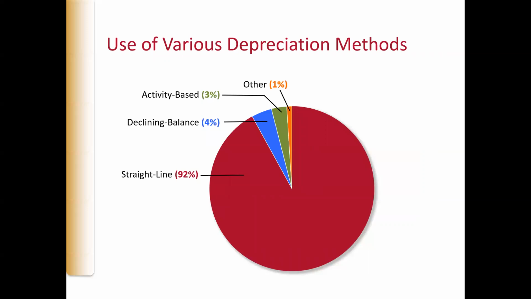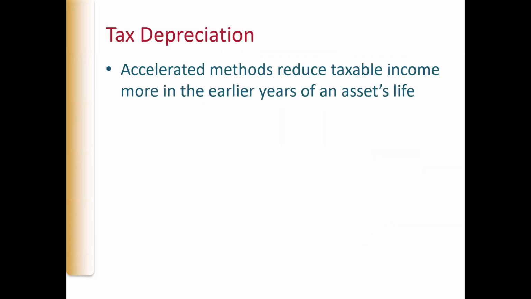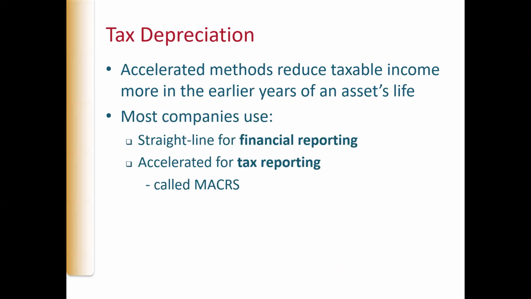Most people in the United States use the straight line method. You see, very few people use those other methods. For tax purposes, we don't use these methods. We use an accelerated method called MACRS. Most companies use straight line depreciation for financial reporting, but for tax reporting, we use what's called a modified accelerated cost recovery system.